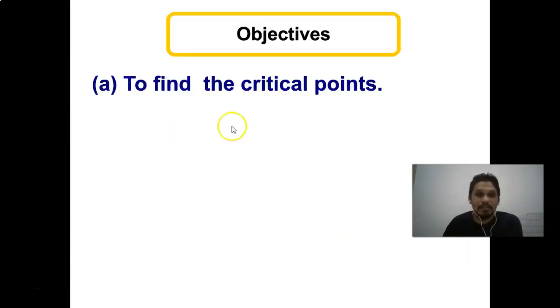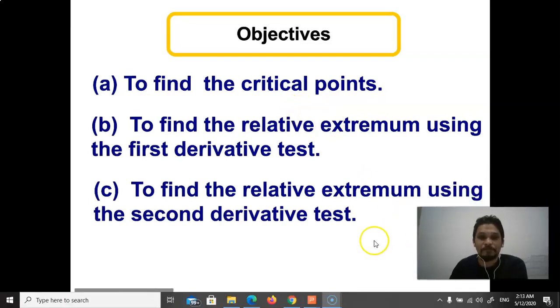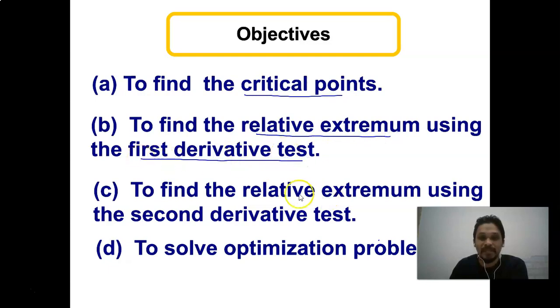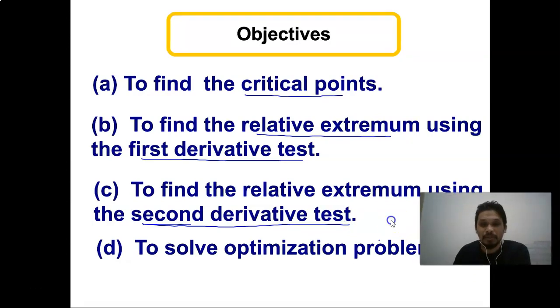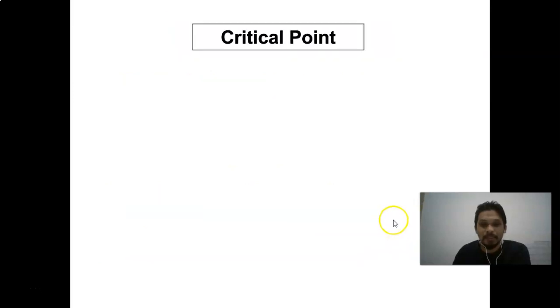Okay, so please refer to your lecture notes. We are going to focus on the critical points to find the relative extremum using the first derivative test, and find the relative extremum using the second derivative test. For optimization problems, we're going to go into the second part of our lecture for chapter 10.